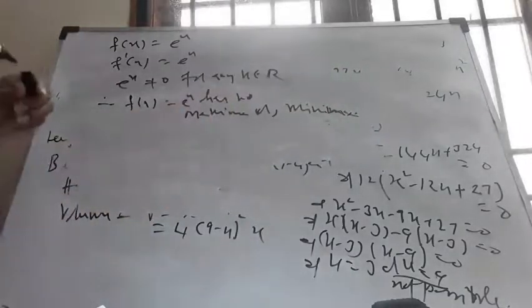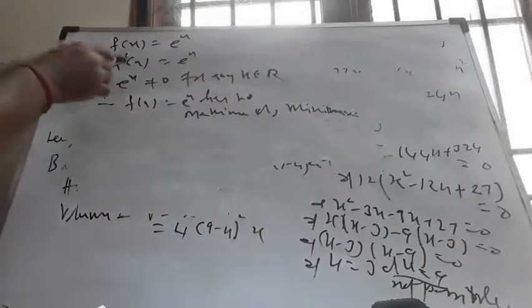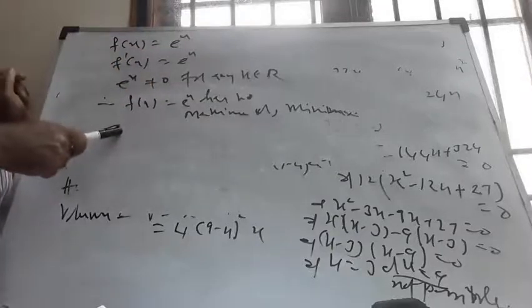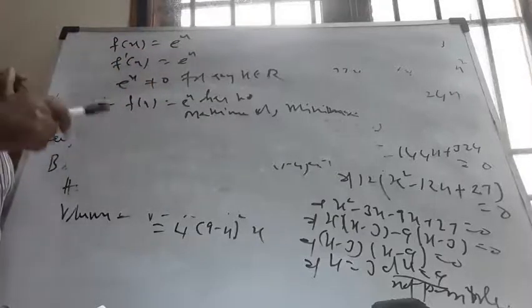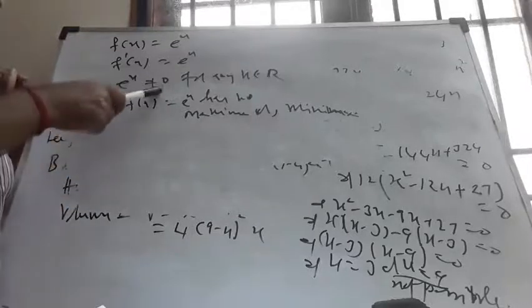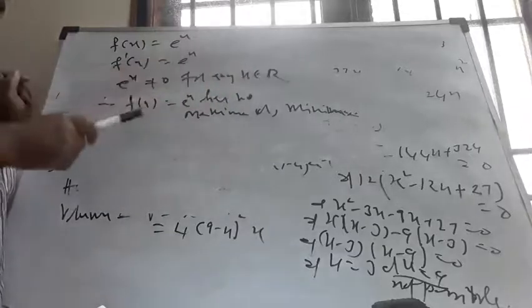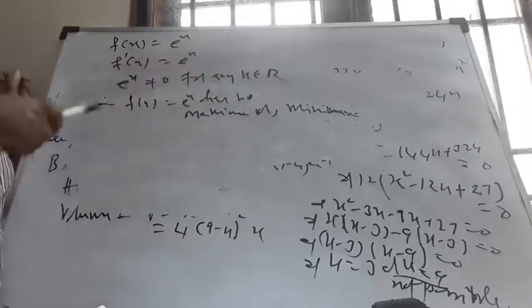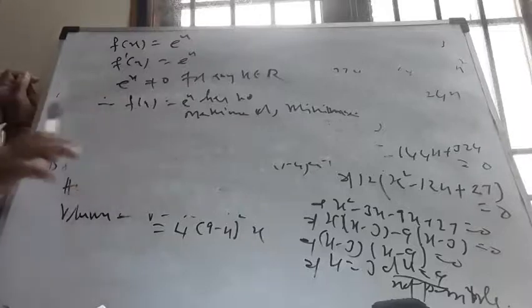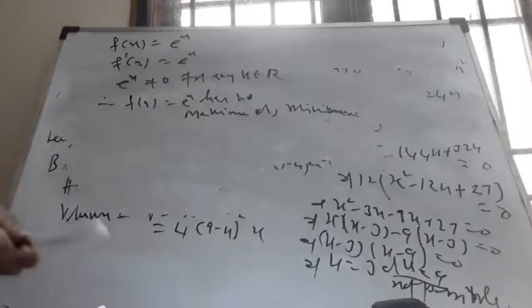I repeat, f of x equal to e power x, f dash of x is e power x. To have local maxima or local minima, the first common condition for both is that the first derivative should be 0. But e power x is not equal to 0 for any x element of R. Therefore, I can't have the first derivative to be 0, so I can't think of maxima or minima. Therefore, f of x equal to e power x has no maxima or minima.